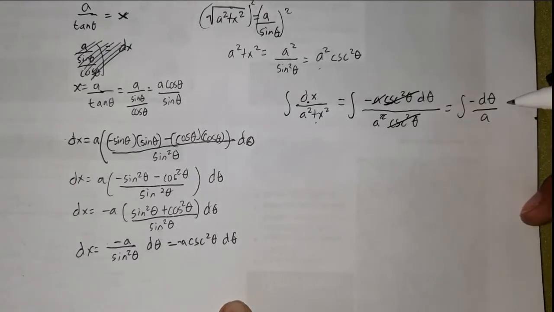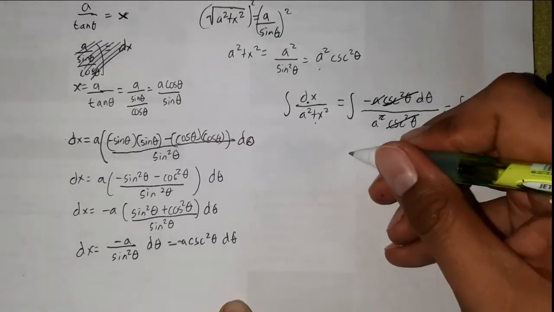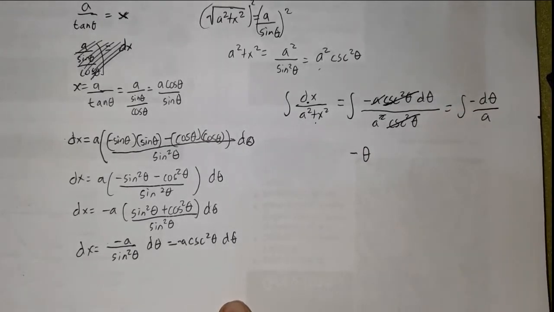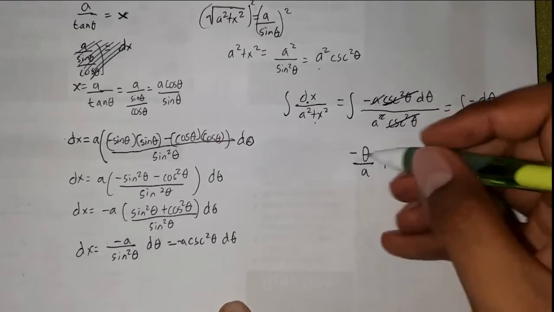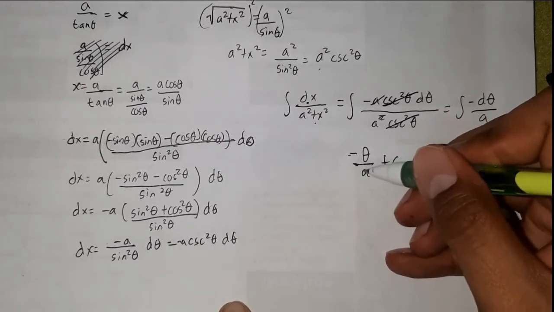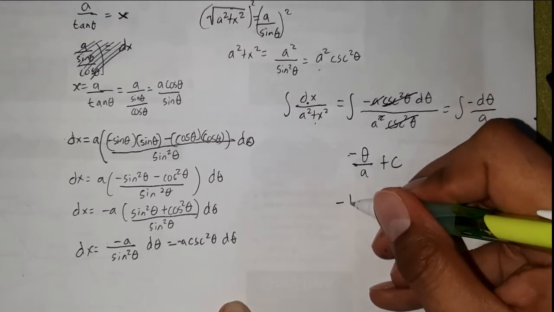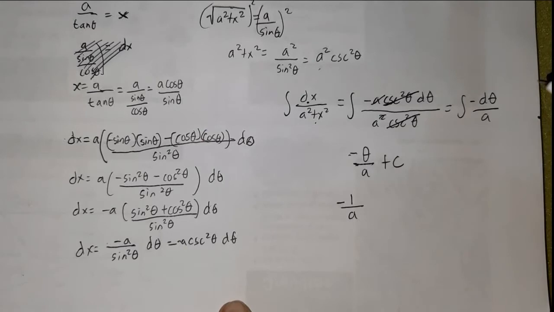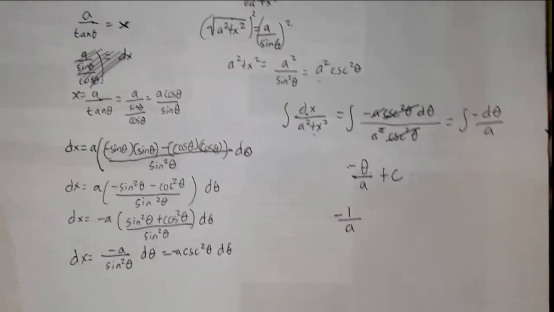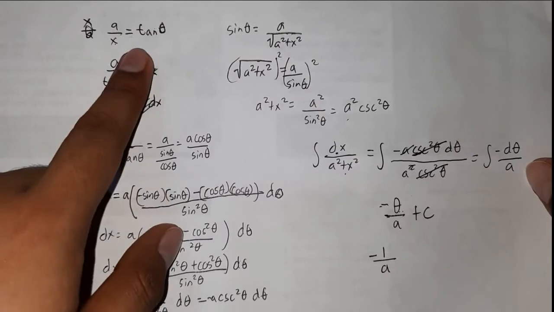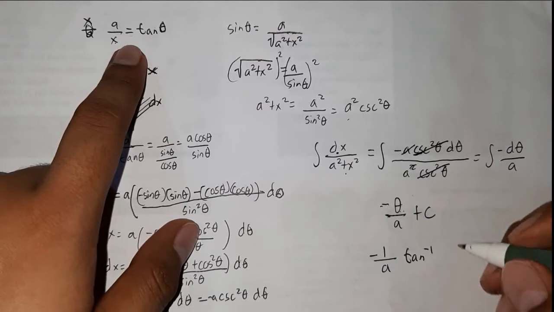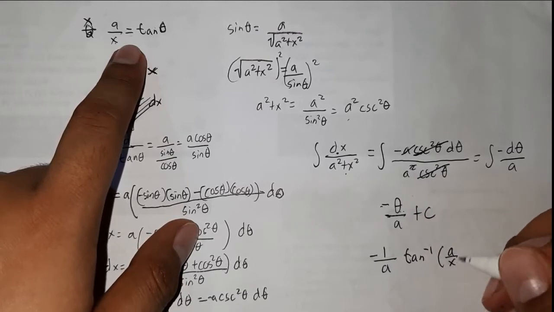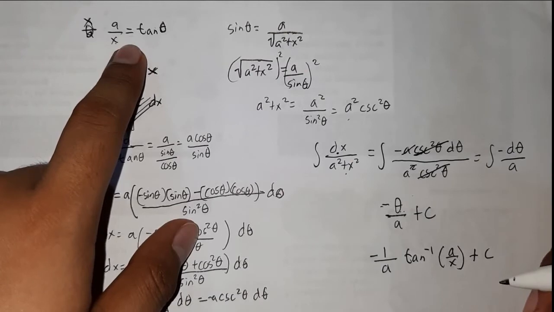Okay. So, kunin natin yung integral nito. Ito lang naman ay negative theta over A plus C. Okay. So, ito, i-rewrite ko muna si negative over A. So, ito ay negative 1 over A. Si theta ko is from this 1. Okay, so, bali magiging ano lang to. Tangent inverse ng A over X plus C. Okay?